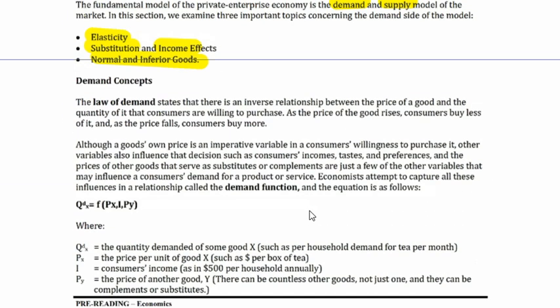We look over here, demand concepts. We start off with the law of demand, nice and easy. The law of demand is an inverse relationship which states that there's an inverse relationship between the price of a good and the quantity. What does that mean? As the price of goods rises, it becomes very expensive for consumers, and the more the price of the good rises, the less consumers will buy of it. And conversely, as the price falls, consumers buy more.